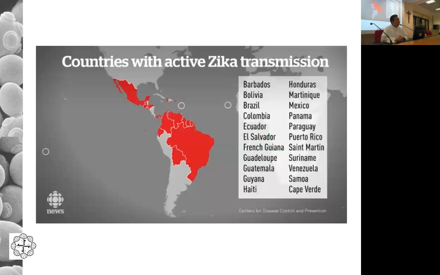So if you remember, Zika appeared several years ago. It is a mosquito-borne disease. And it is particularly devastating when pregnant women are infected with Zika because it leads to congenital defects, the lack of formation of the brain, microcephaly of the child. So these are many of the countries that are thought at this time to have active Zika transmission.